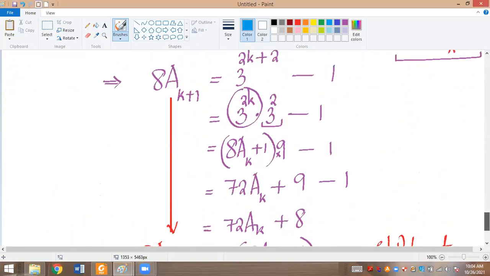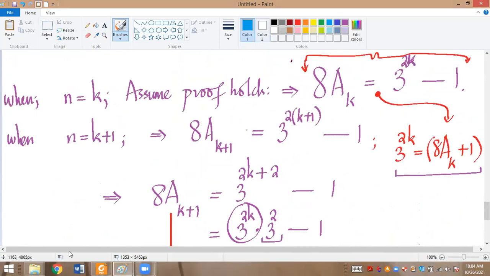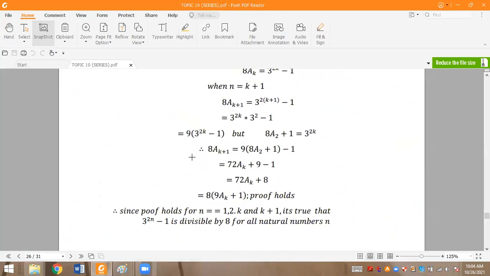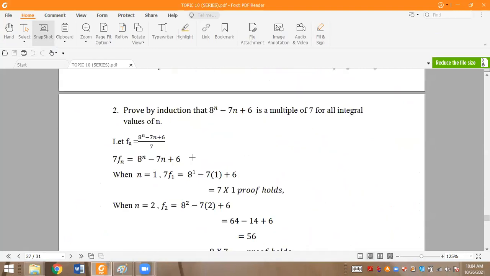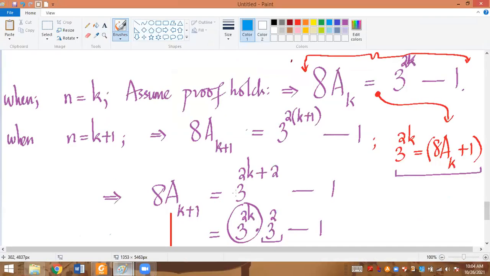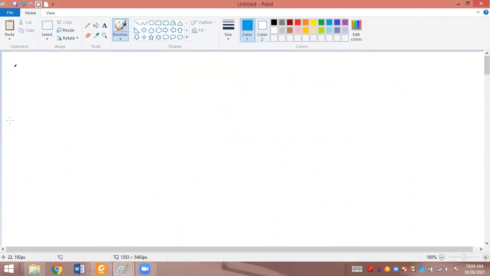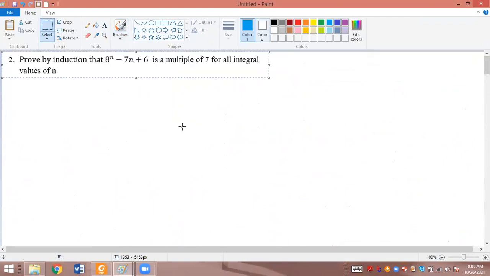Okay, someone wants to look at the upper stage a bit as we get to example 2. In our example number 2, we are asked to prove by induction that 8 power n minus 7n plus 6 is a multiple of 7.